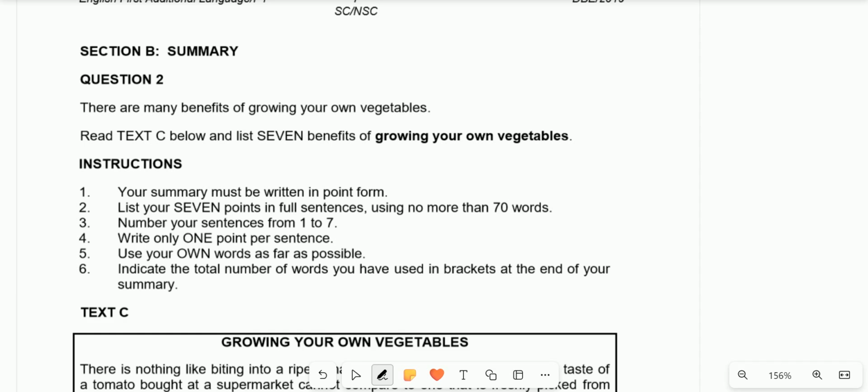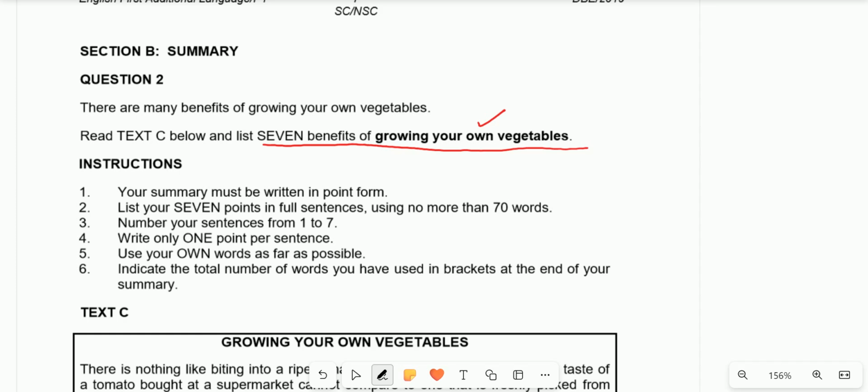Invalid material means these are just supporting ideas or supporting facts in a summary, but they do not necessarily answer the summary instruction. So here, read text C below and list 7 benefits of growing your own vegetables. So it means in this text, we are going to concentrate only on the 7 benefits, each and every fact that shows us the benefit or the advantages of growing your own vegetables.